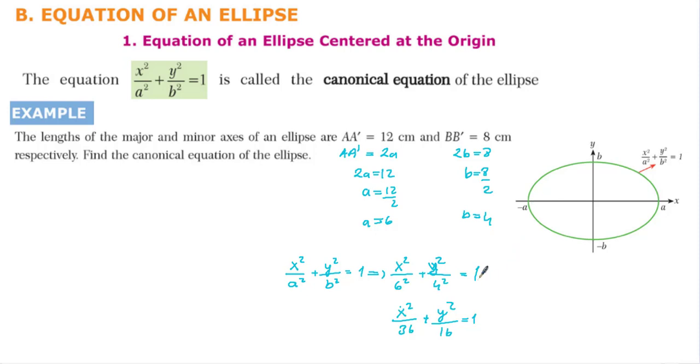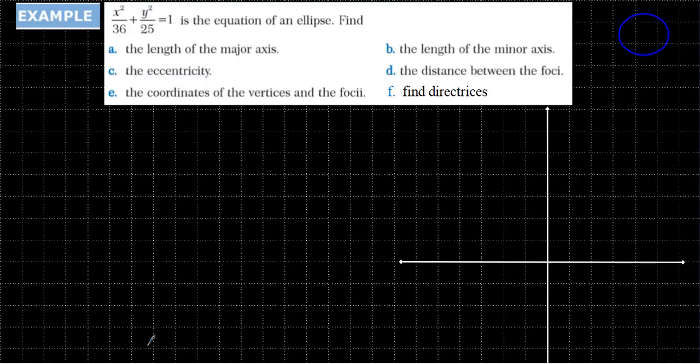I only want you to remember the places of the a and b values. The length from the origin to the vertex point is 6, so this point is 6, and this point is 4, and this is minus 4, and this is minus 6, if the center is the origin. Okay, let's continue with the other question.